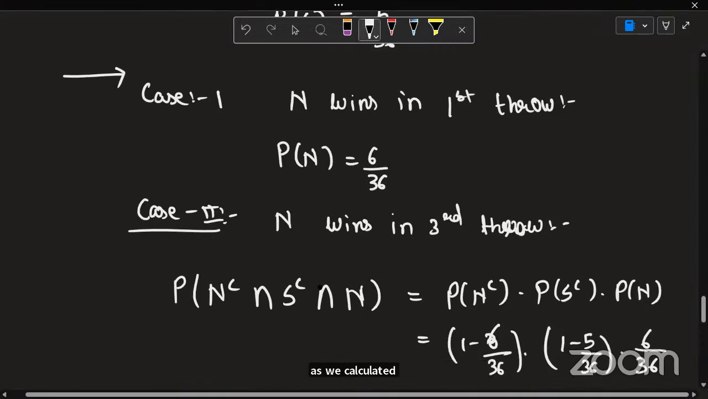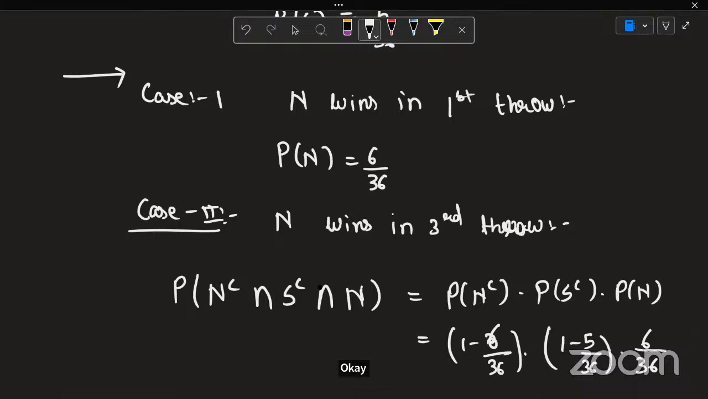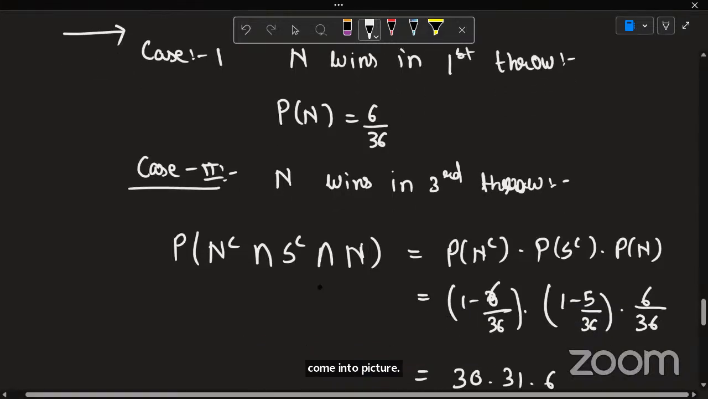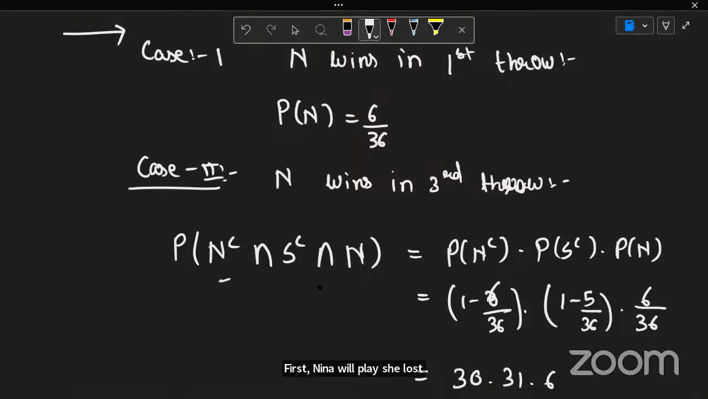So let's go that she didn't win in the first throw. That means she has to go for the second trial, right? The second trial will come into the picture if and only if Sam loses his first trial. First, Nina will play. She lost. Then the turn of Sam will come. If he wins, then the game will be over. But we want to find the probability that Nina is winning. So let's assume that Sam is failing. So he lost in his trial.